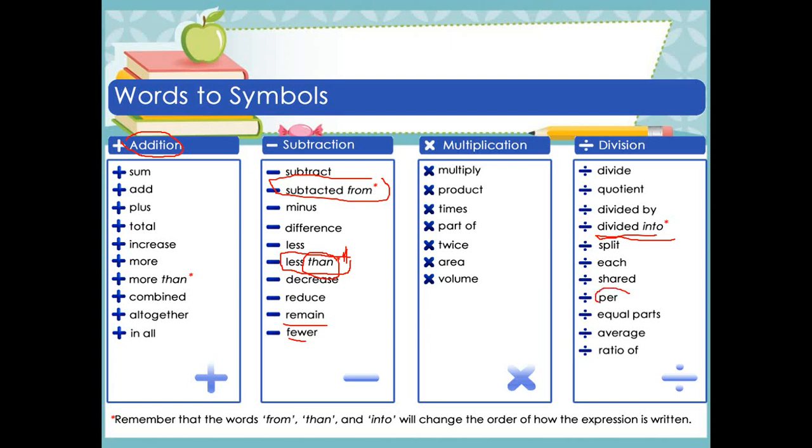This per sometimes represents multiplication also. So you need to understand the problem so you know where you are supposed to use it. Equal parts, average, ratio of. So I think these keywords will help you to analyze the word phrases.